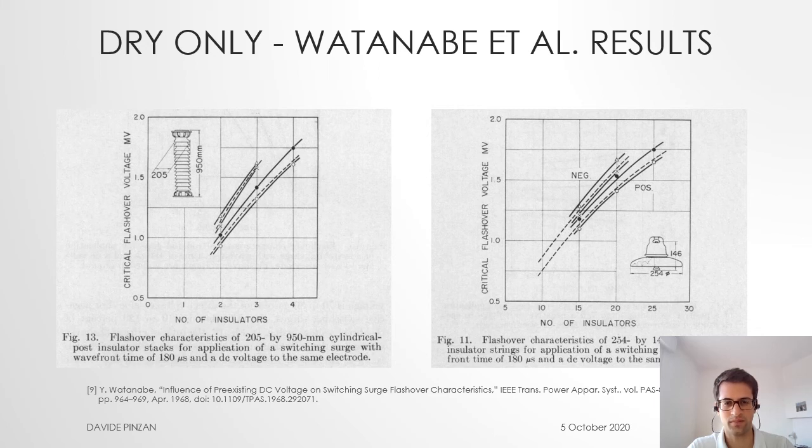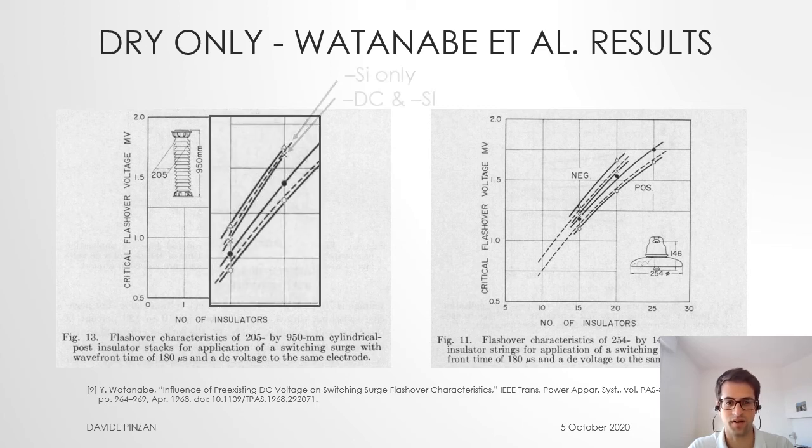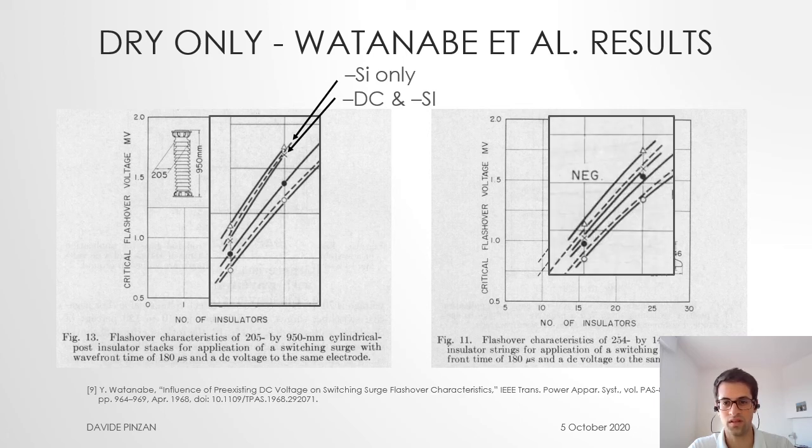Similarly, Watanabe, for two different profiles of insulators, shows similar trends. The switching impulse only has flashover voltages which are higher than the superimposition. So these observations are done at higher voltages and confirm the observations done by our study.